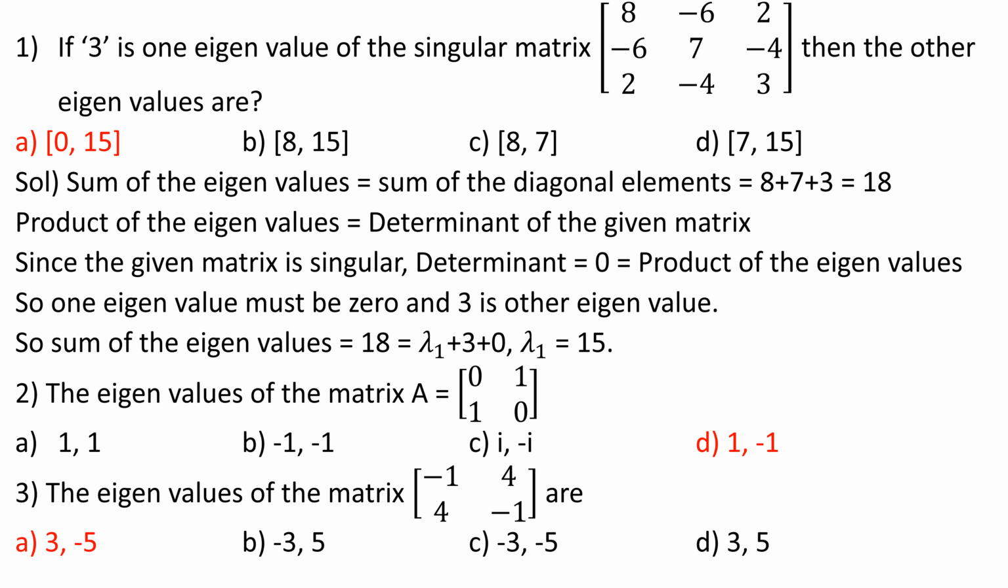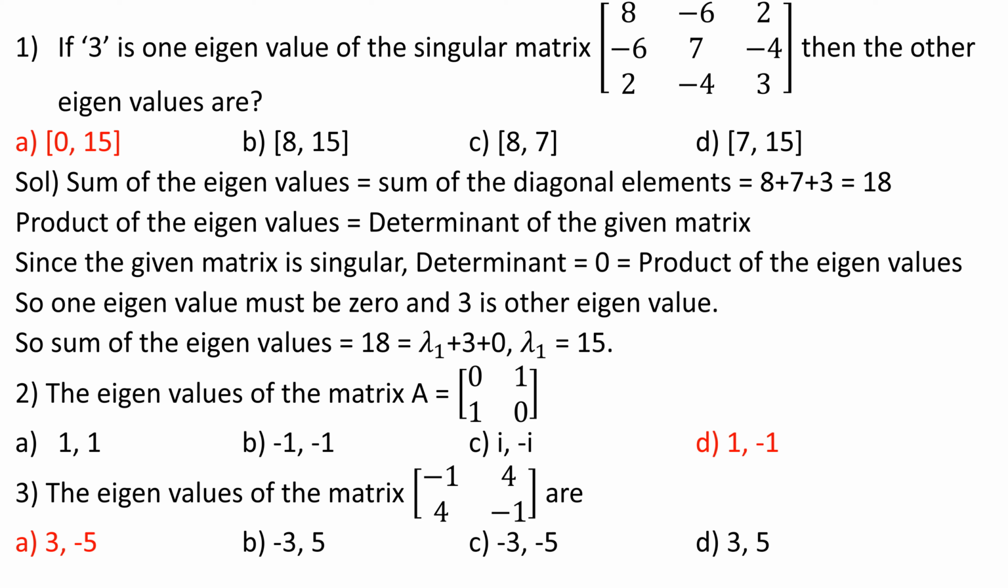Now look at numerical questions on eigenvalues. First question, if 3 is one eigenvalue of the singular matrix and the given 3 by 3 singular matrix is [8, -6, 2; -6, 7, -4; 2, -4, 3], then the other eigenvalues are? 3 is one eigenvalue given, and I ask to find the other eigenvalues. It is a 3 by 3 matrix, so we will get 3 eigenvalues. So one is given and the other two we have to identify.